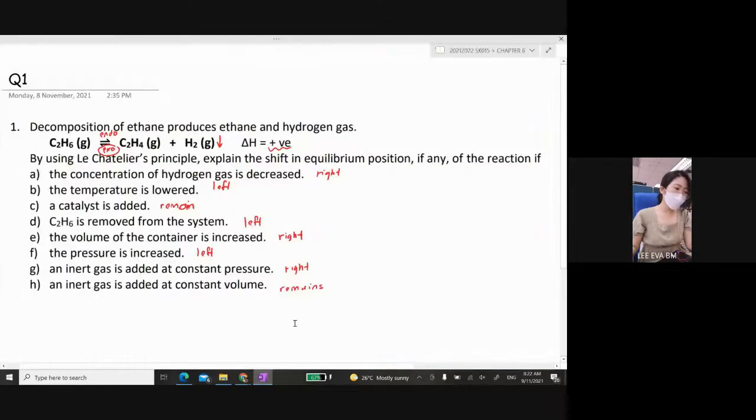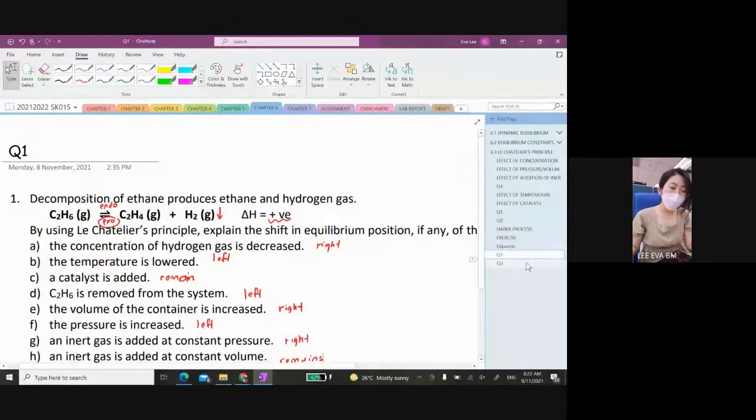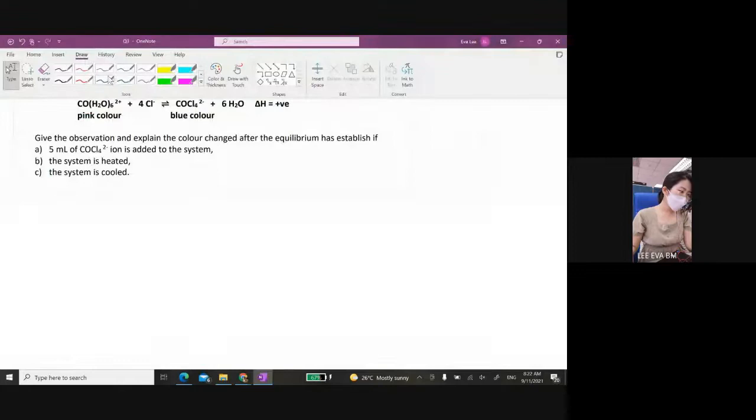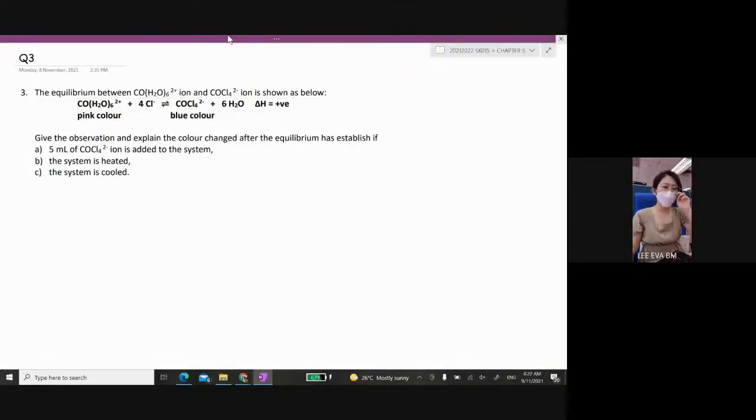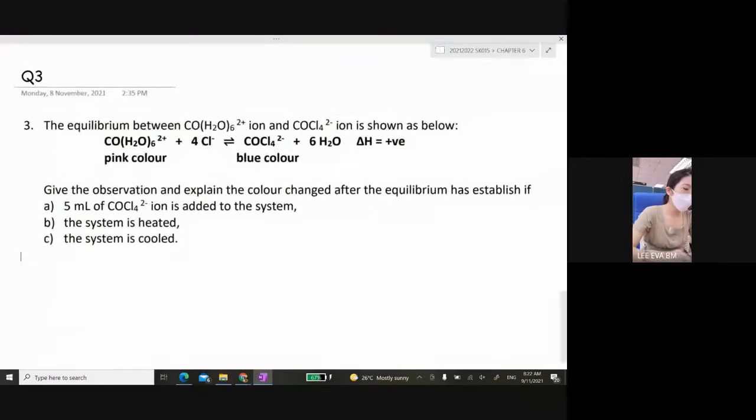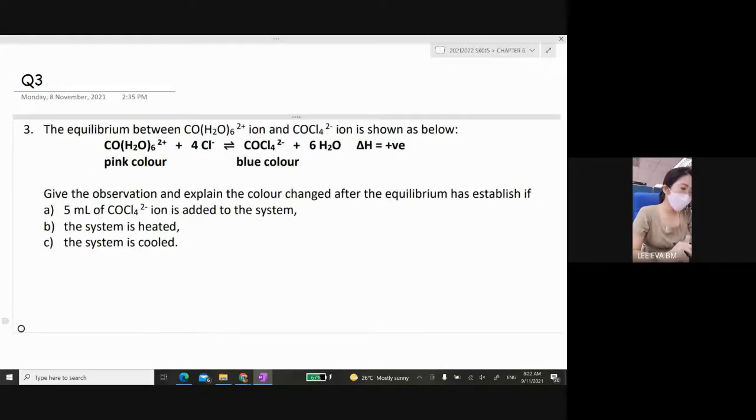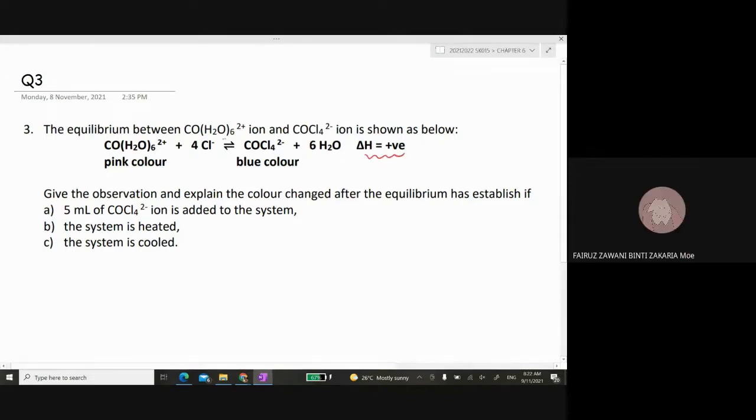Okay, but more interesting is question number 3, whereby you need to explain about the color change. Okay, so for this one, please jot down now. You jot down the answer and explanation. Okay, so for this question 3, equilibrium between Co(H2O)6 2+, this is a complex ion, is shown below. So is this reaction endothermic or exothermic? The forward reaction, I mean. Endothermic. Endo. So it means that the reverse reaction is exothermic.